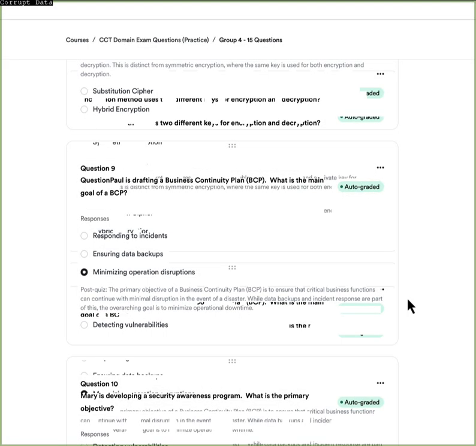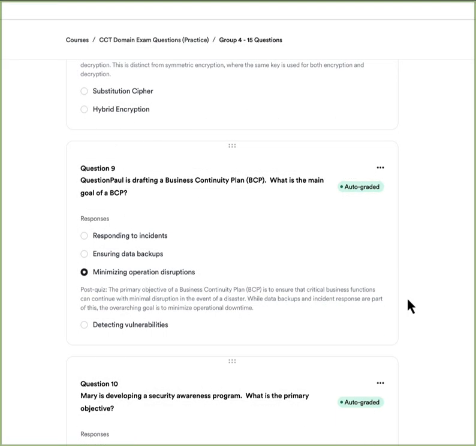Question 9. Paul is drafting a business continuity plan, a BCP. What is the main goal of a BCP? A, responding to incidents. B, ensuring data backups. C, minimizing operations disruptions. Or D, detecting vulnerabilities. It is C, minimizing operations disruptions. A BCP ensures that critical business functions can continue with minimum disruption in the event of a disaster. While the data backups and incident response are part of this, the overarching goal is to minimize operational downtime.